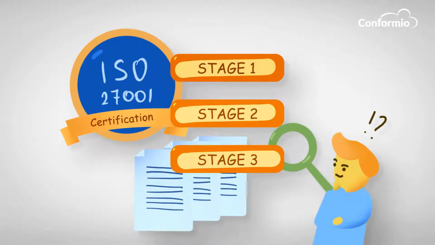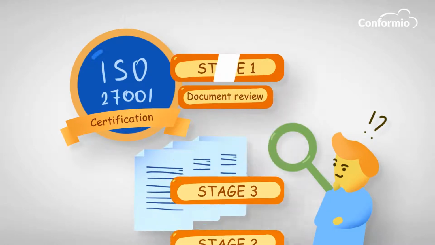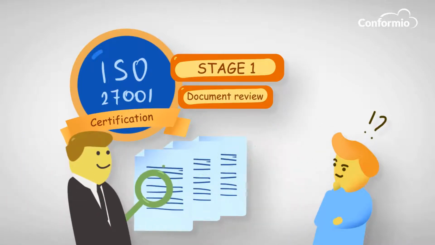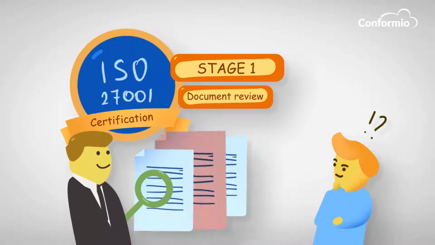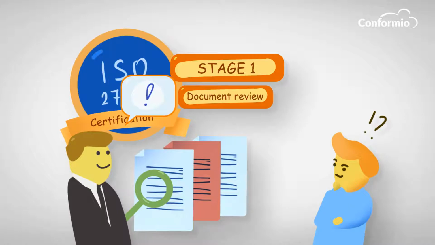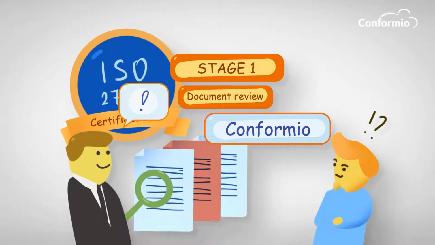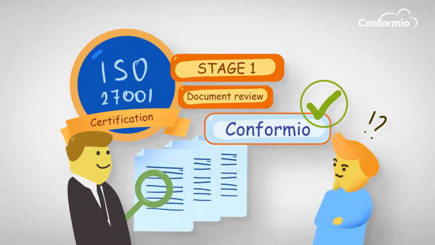The Stage 1 audit is also called the document review. This is where the auditor from the certification body comes to your company, reviews all the documents, and compares them with the standard. If something is not compliant, the auditor will report this as a nonconformity. This part of the audit is rather theoretical, and if you use the templates from Conformio, you will find it rather easy to pass this stage.